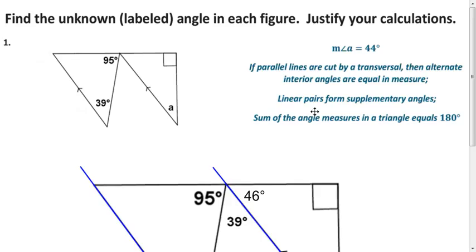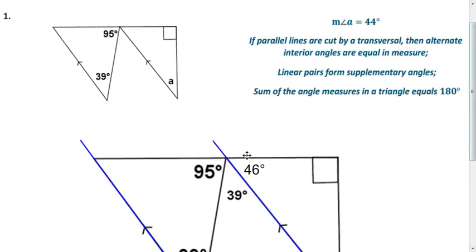I don't like how the book says this. They said linear pairs form supplementary angles, but we have three angles here, so you really shouldn't call them a pair. You might want to call them adjacent angles that form a line. I think that's a better term there, because pair implies two.